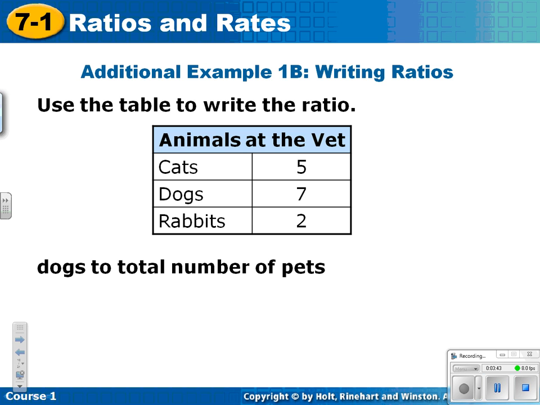Number of dogs to the total number of pets. Jonathan. 7 to 14. The number of dogs is 7. The total number of pets is 14. So it's 7 to 14. Now, is that part to part, part to whole, whole to part? Part to whole, because we're talking about part of it with the dogs and the whole thing. So it's part to whole.